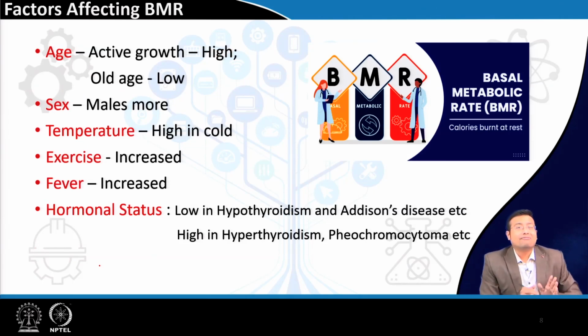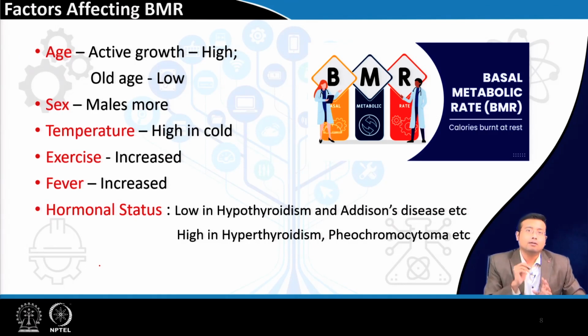Next, what are the factors affecting basal metabolic rate? These are all the factors that can affect basal metabolic rate. Age, it is very high during active growth, when growth stops, BMR reduces, okay. Sex, males have more BMR. Temperature, BMR is high in cold, much of the energy is spent to thrive against the chilling environment, okay. Exercise and fever both increase BMR, and hormonal status, okay.